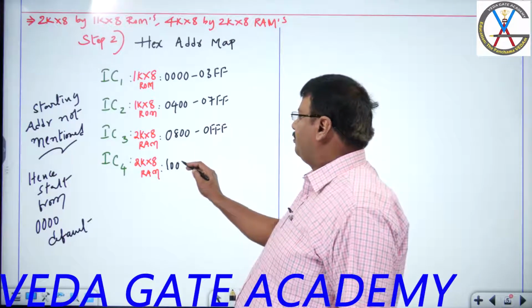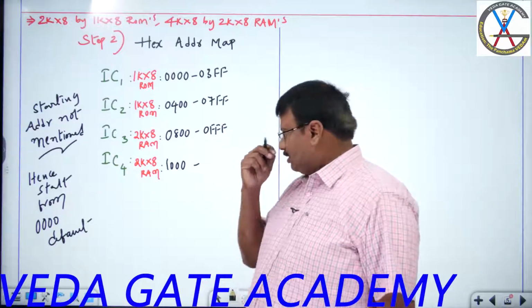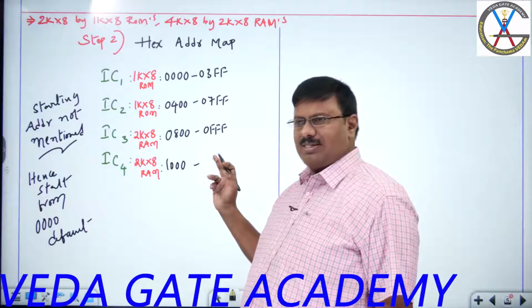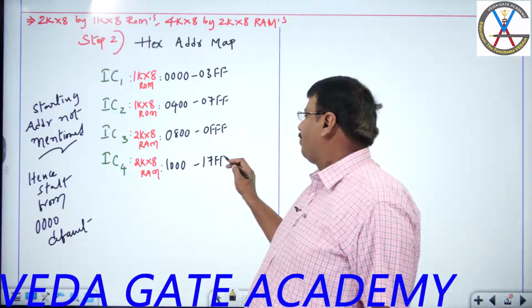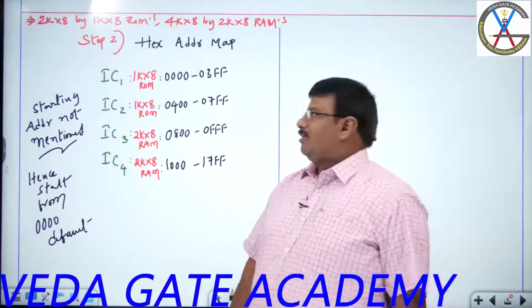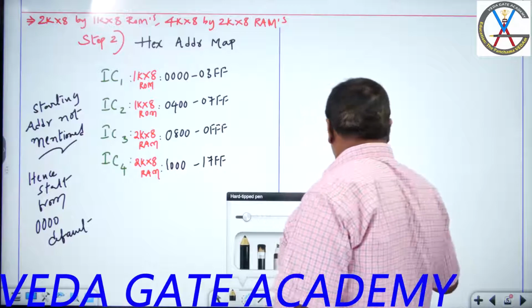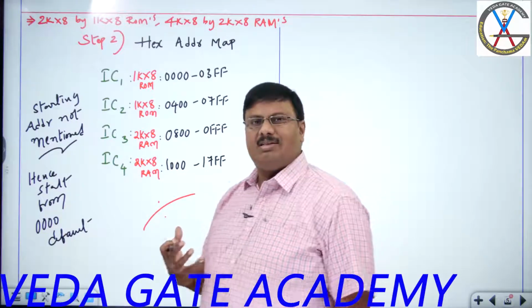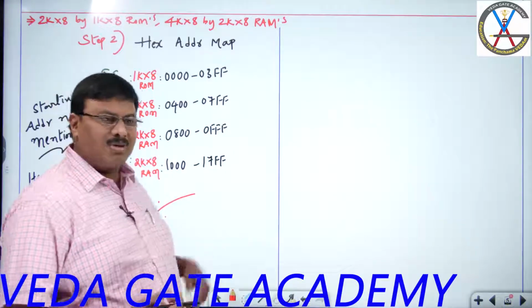1000. 2K, 8 pages again. 2K means 8 pages. So 1F, 2, 3, 4, 5, 6, 7. So it is 17FF. The range for the required memory ICs is this. But we have to convert this into binary space map. Binary. Then only we'll be able to identify, right?